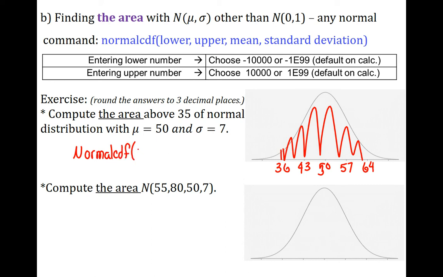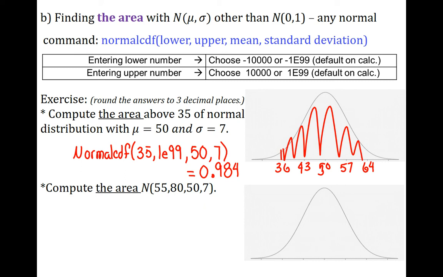My entry would be 35, lower, upper. Now I'm going to use 1E99 because I want that number to go really, really far to the right-hand side instead of the left-hand side. I'm going to go with a comma 50 because that's my middle, and I'm going to count standard deviations by 7, and I'm going to get approximately 0.984. That's about 98.4% area underneath of that curve.